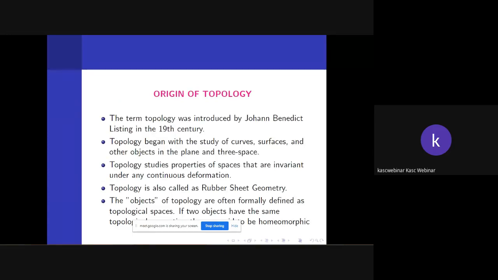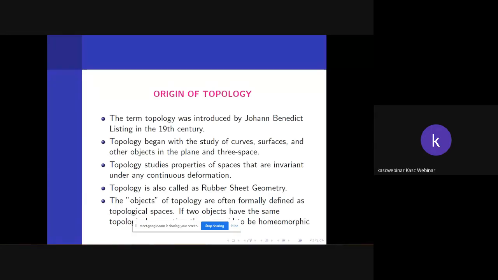The origin: Johann Benedict Listing was the one who introduced the term topology in the 19th century, and it actually came into existence only in the 20th century. As I told you, topology began with the study of curves, surfaces, and other objects in the plane and three-dimensional space. Topology studies properties of spaces that are invariant under any continuous deformation. You deform it, you study the invariant properties, and you call it topology. That's the reason it is even called rubber sheet geometry.